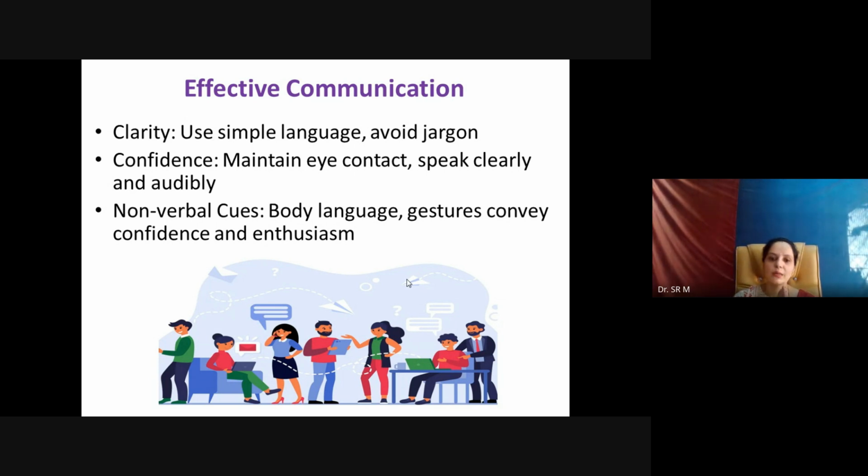Then infuse your communication with passion and enthusiasm for the subject matter. It means you are trying to show your excitement, genuine excitement. Your enthusiasm and your energy are contagious. It will be inspiring curiosity and motivation in your students.